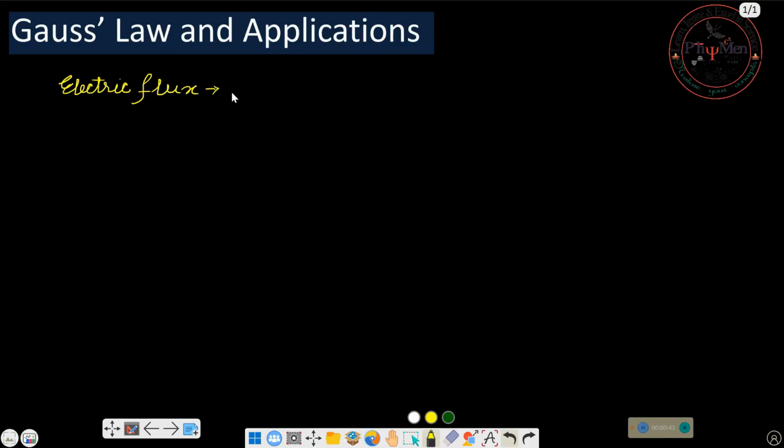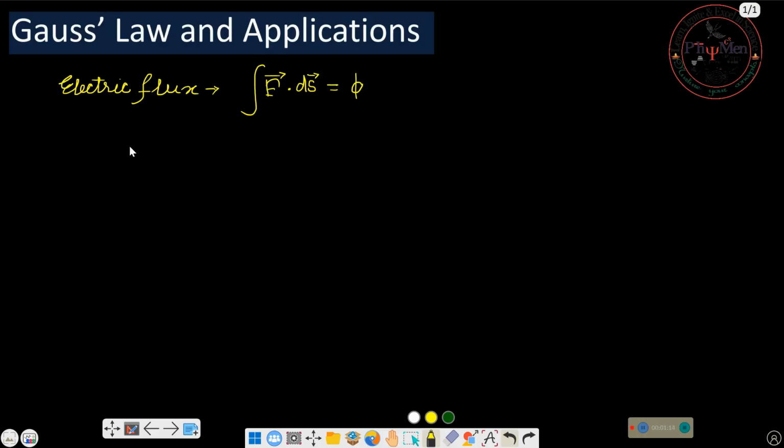So electric flux is nothing but the number of field lines passing through a particular area. Okay, so this is mathematically defined as the dot product of the electric field vector E and the area vector. So this is simply your electric flux, and this is denoted by phi. This is the surface integral.